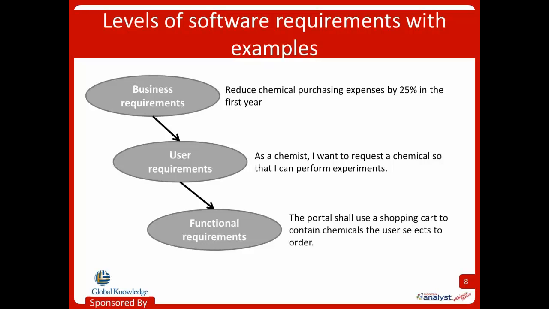The user requirement in this case is much like a user story if you're familiar with the Agile world. It explains what the user desires: as a chemist, I want to request a chemical so that I can perform experiments. I will mention very briefly that I really like to write user requirements in the form of user stories, even if I'm not on an Agile project. This format is very clear, tells me what the user needs, but it also tells me why they need it, like what their actual goal is. And then the functional requirement level is one simple statement about what the system must do to support the user requirement. Here, the portal shall use a shopping cart to contain chemicals that the user selects to order.